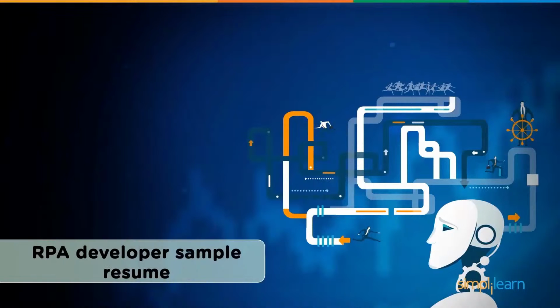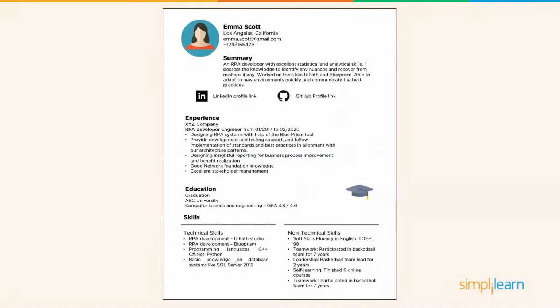Now let me quickly run you through a sample resume of an RPA developer. This is just a template and you can alter it according to your needs. First up is your general information like name, phone number, and your email ID. Then you can give a quick description about yourself and your strengths. You can also mention the objective as to why you're applying and what you're looking for in the organization.